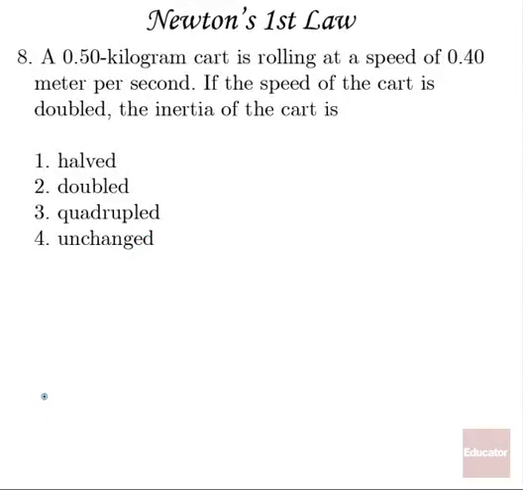Number 8, a half kilogram cart is rolling at a speed of 0.4 meter per second. If the speed of the cart is doubled, the inertia of the cart will, well, again, what's going to happen to the cart's mass if you double the speed? Nothing. It's going to remain unchanged.